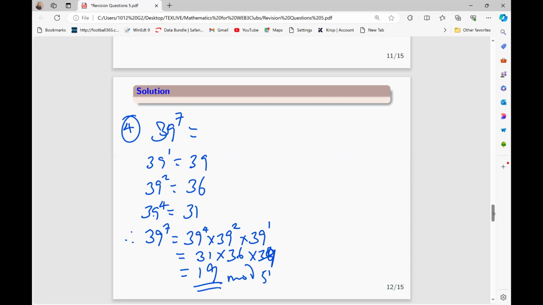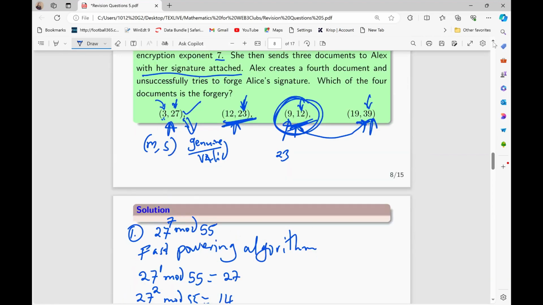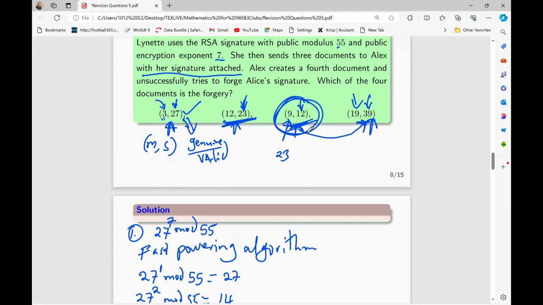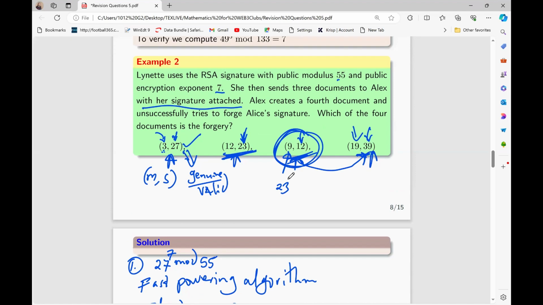Let's see whether 19 is the M we were sent. The M we were sent was 19. Yes, this is a genuine document. It's valid. So this is the forgery. You can see we didn't need to calculate D because D was not useful for this question. In this question we are doing just verification. We're just verifying that the signature, the document that we have, is valid.